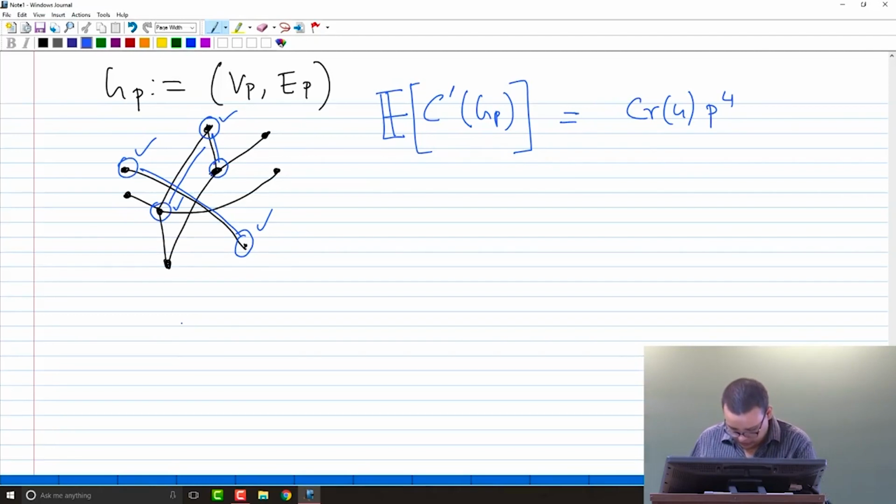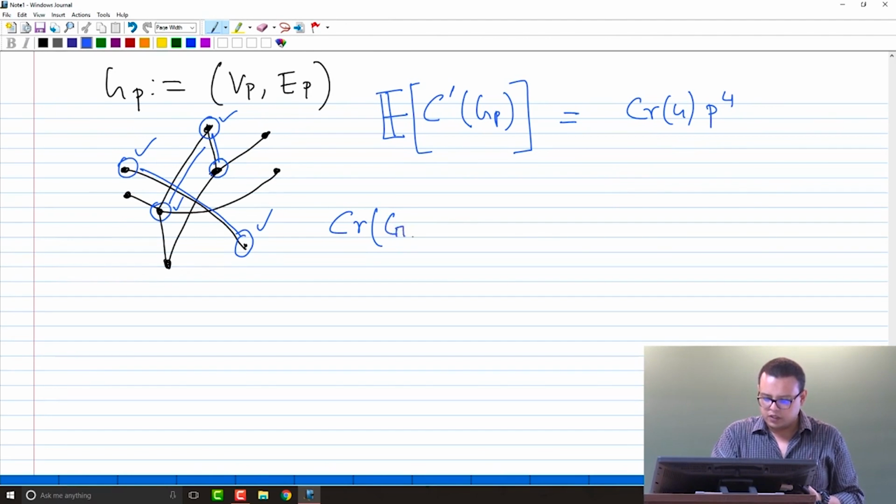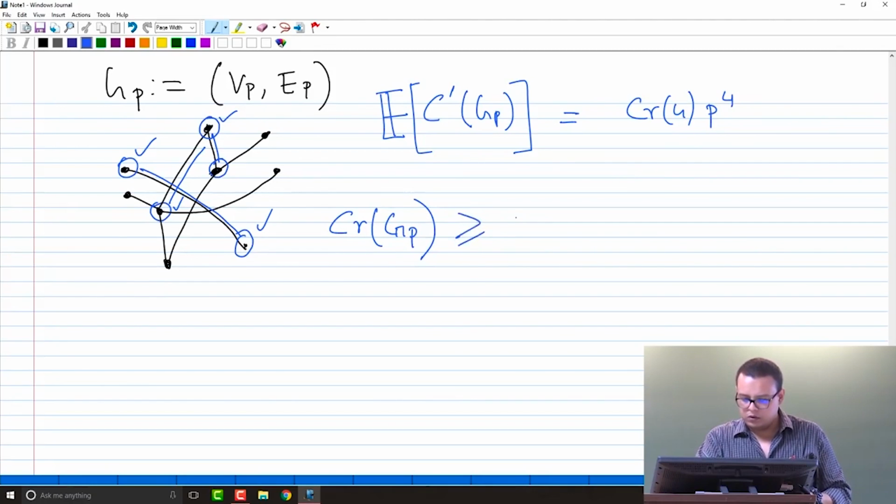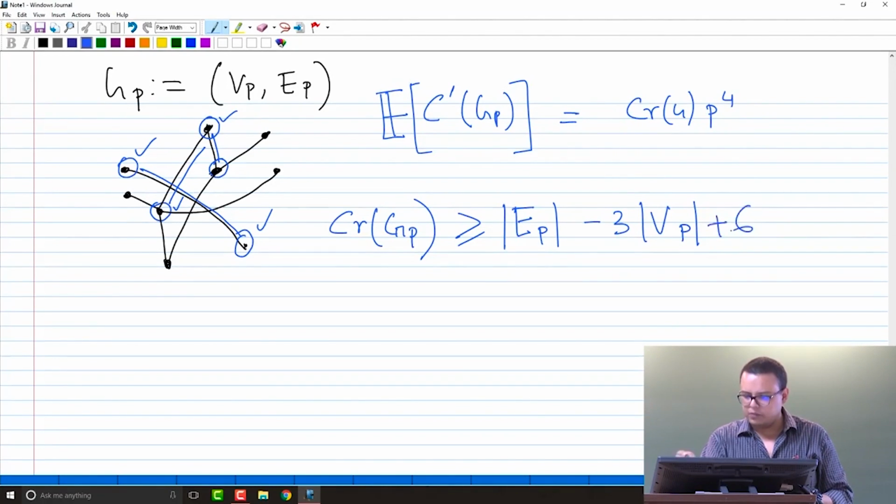Okay, so if I wrote this equation, I know the crossing of GP is greater than or equal to the number of edges minus 3 times the number of vertices plus 6 or something like this, right. This is what we proved. So forget about the 6, I just keep this, still good enough, right. I am taking a weaker estimate. So this I know is true.